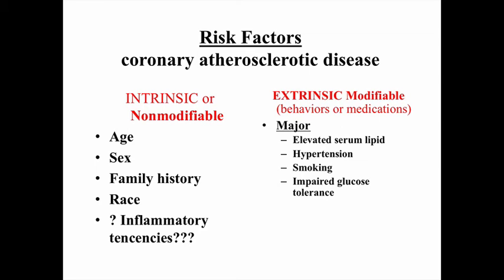Impaired glucose tolerance. This is a big player, a major player. This kind of feeds right into inflammation, which feeds right into coronary artery disease. So those are definitely things on our radar that we want to modify by whatever means are appropriate for that particular person.